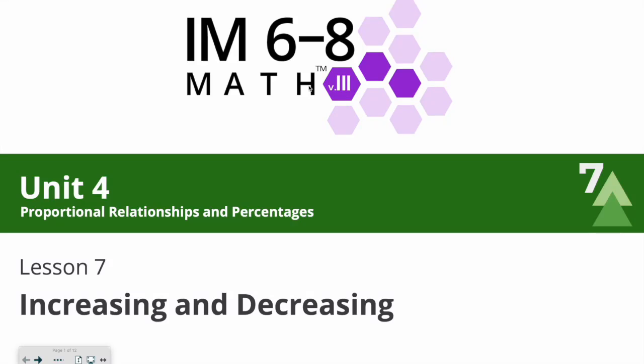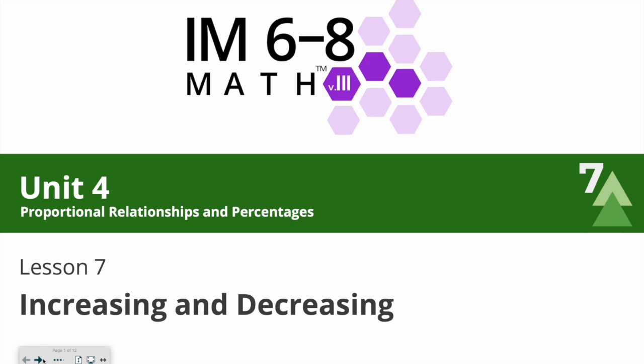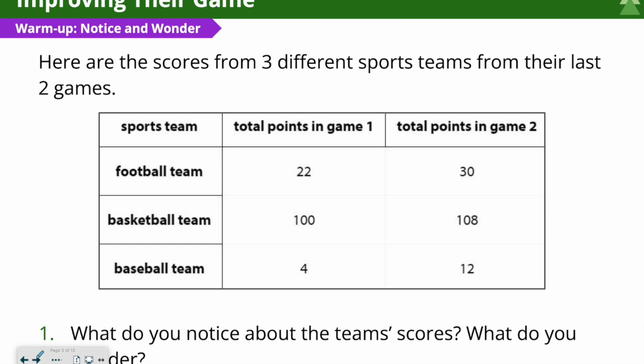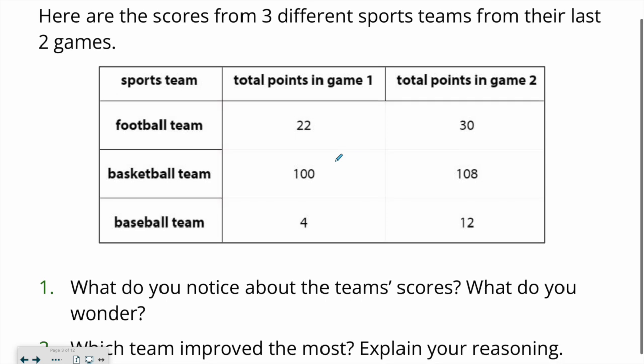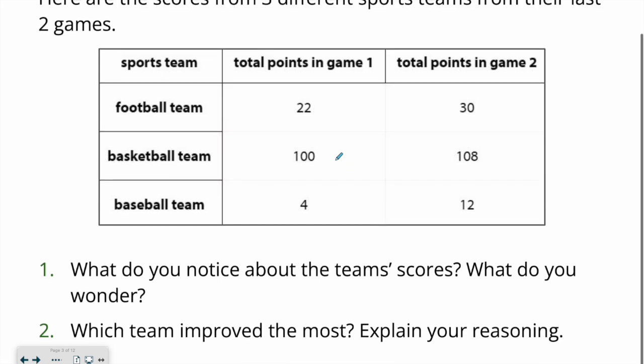Today we were looking at Unit 4, Lesson 7, increasing and decreasing. And so we started by looking at this table, scores from 3 different sports teams from their last 2 games. And what did we notice about the football team, the basketball team, and the baseball team? Well, all 3 teams' second game was higher than their first game, but they all had different totals in game 1 and game 2. And so which team improved the most?